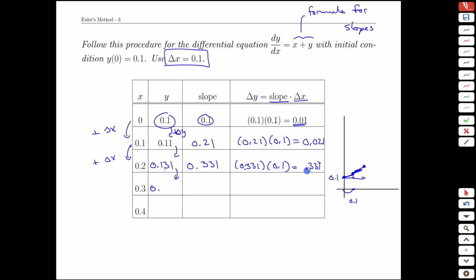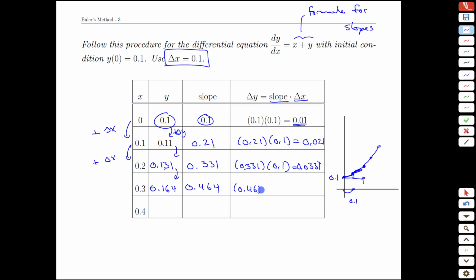Being careful with our decimal places, it's 0.0331 after we multiply here. And we end up with 0.164. And again, all we're capturing are these steps in the process. Take these two, find the slope value. We're going to get 0.464.